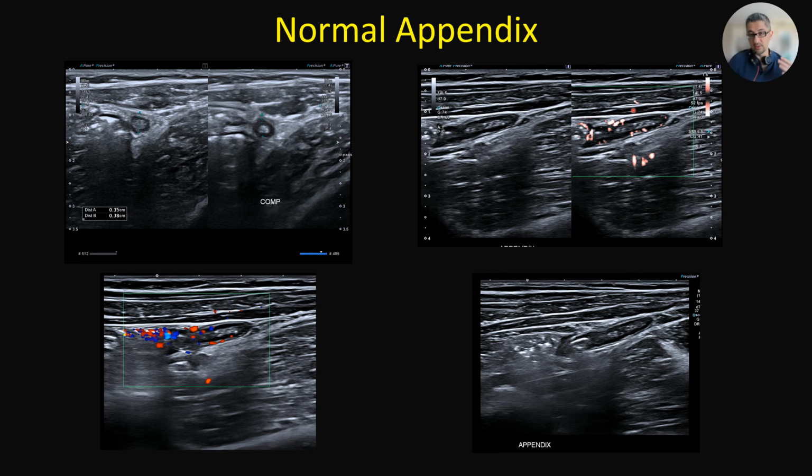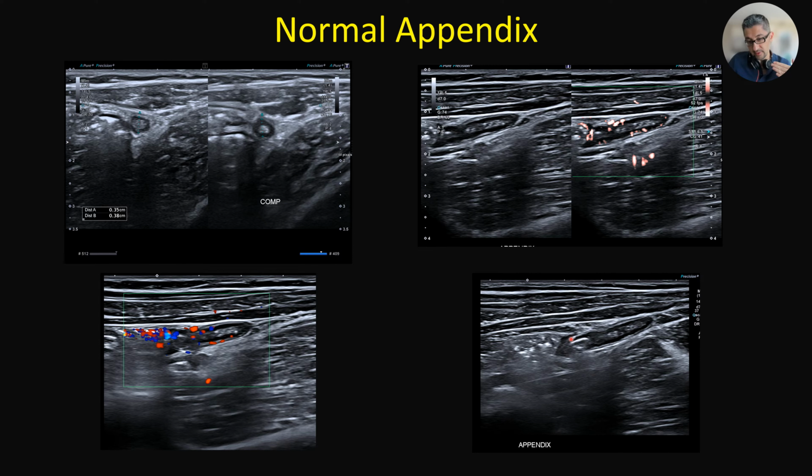And if you see multiple punctate discrete flows in the wall, as in this case, it's normal. And this is the color flow, it's normal. The surrounding soft tissues are normal. There's some echogenicity around it, but you shouldn't be overcalling it as echogenic fat.